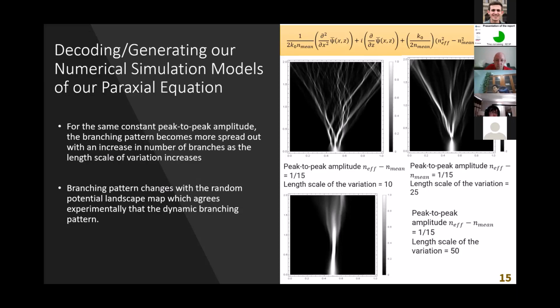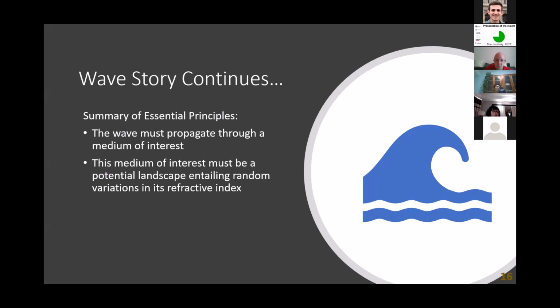And lastly, if you try to run the same code, the same algorithm, many times, each branching pattern will appear different. And this will agree with the experiment in the video, that the branching pattern is a dynamic phenomenon that changes with the potential landscape. Of course, I was unable to examine this microscopically due to experimental limitations. But I think with access to the university lab, I'll be able to verify the correspondence.